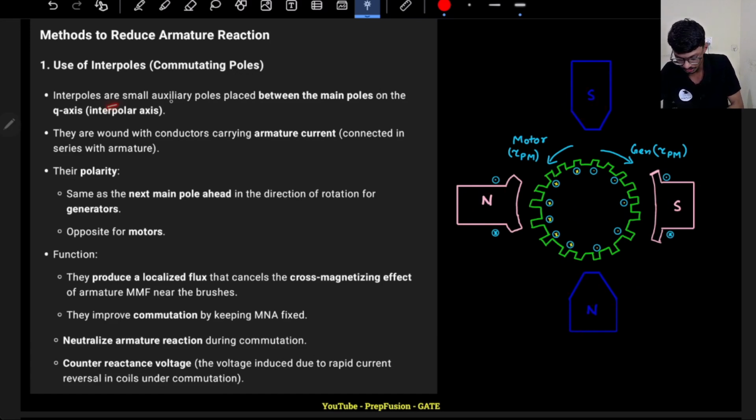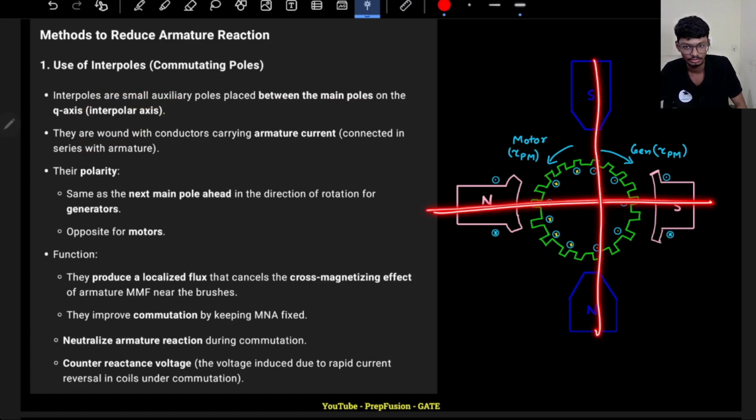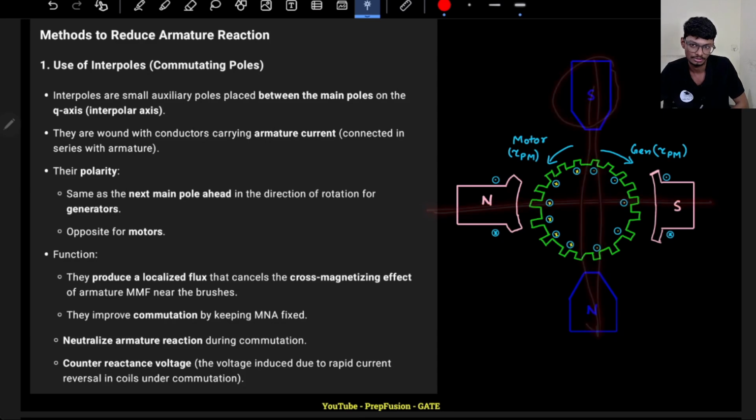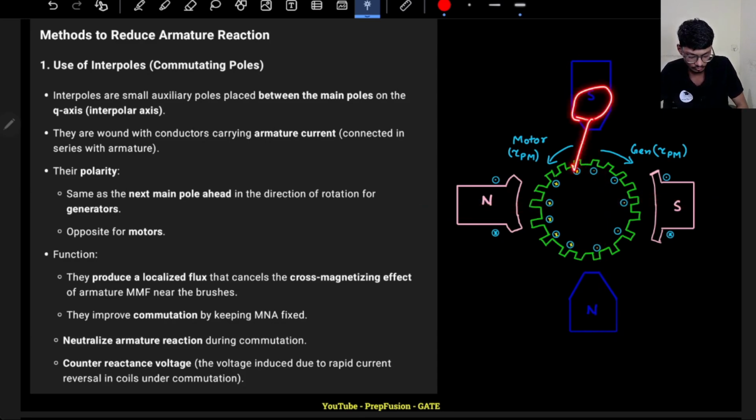Interpoles are small auxiliary poles between the main poles on the q axis. The d axis, the direct axis of the main pole, is here. The q axis will be 90 degrees perpendicular. So perpendicular to the main poles I will place my interpoles strategically. Why? They are placed strategically just to remove the additional flux that has been generated by the armature conductors. They have conductors carrying the armature current, connected in series with the armature.